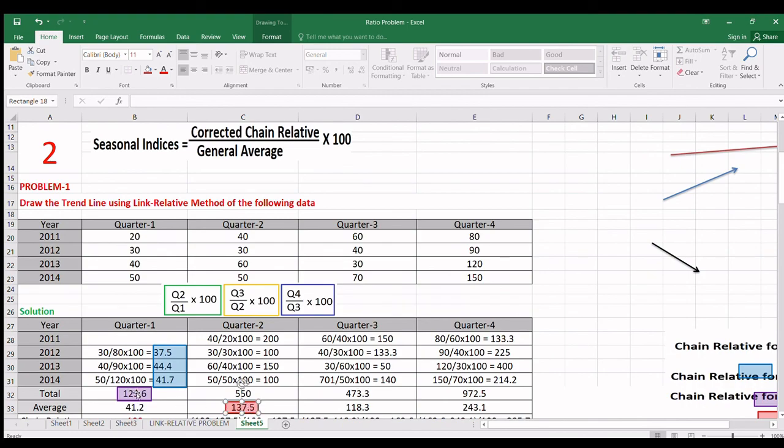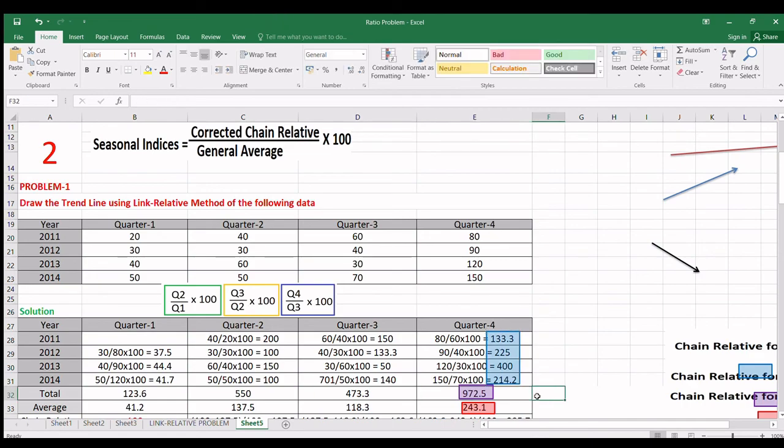Same for the next quarter, quarter 2. I will have four values: 2011, 12, 13, 14. The sum of all these values is 550 and the average is 137.5. Same like this, I'm going to calculate the total as well as the average of all the quarters. This is my quarter 3 value, this is my quarter 4 value. So I got these values.